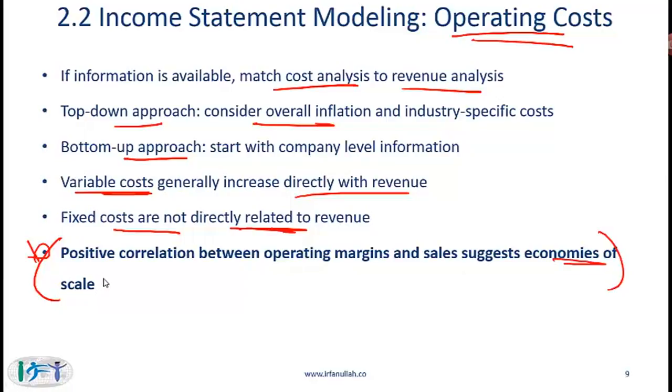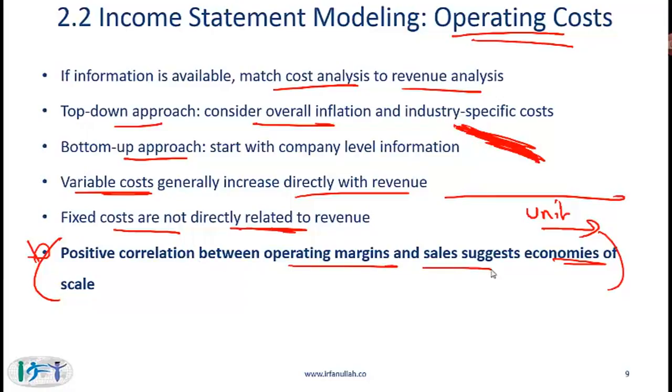When we talk about economies of scale, what we are saying is that if the number of units produced is increasing and the average cost per unit is coming down, then we say that the company has economies of scale. So how can you look at some of the numbers that companies disclose and determine whether or not we have economies of scale? What you do is look at the correlation between operating margins and sales. If this correlation is positive, then we have economies of scale.